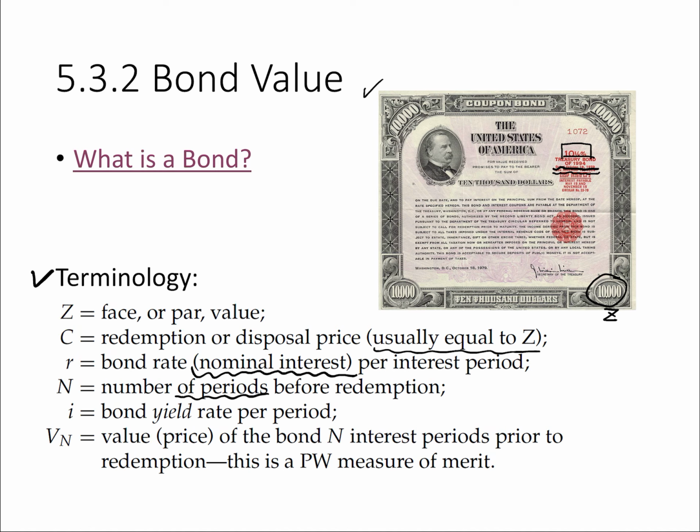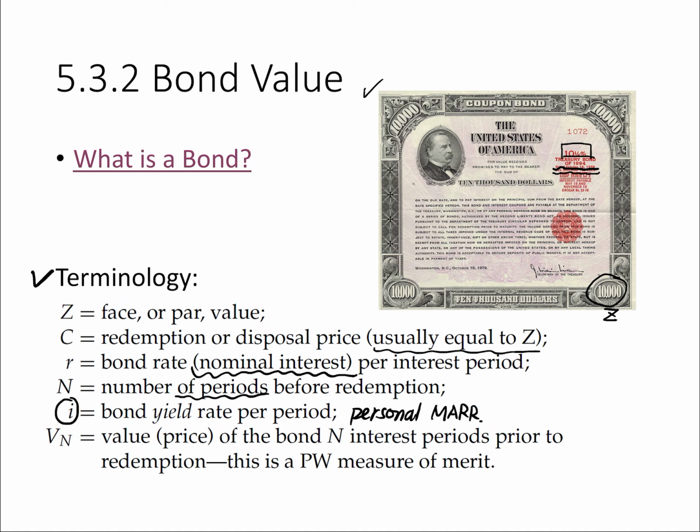It could be a quarter. It could be a month. It could be a day. It depends on how long the company or the issuer calculates their interest to you. Okay, so that's the number of interest periods. And I is called the bond yield rate per period. Actually, the I is something you can see as your personal MARR.